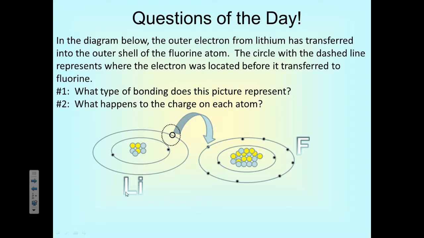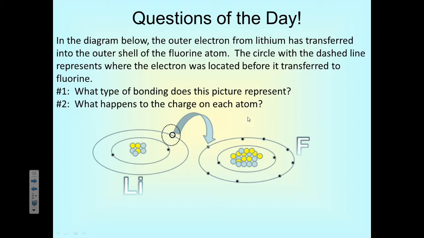class was, okay, you've got a lithium atom here and a fluorine. What type of bonding is this representing? So this lithium's electron that was once here has moved to the fluorine atom. So right away, because there's a transfer of electrons, that should be a dead giveaway that this is ionic bonding.